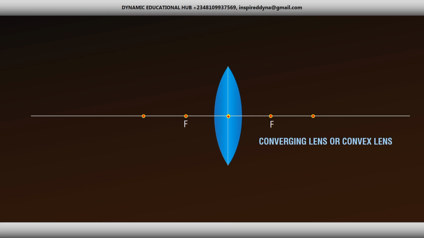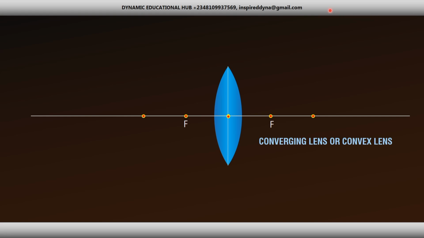Another thing that can form image of an object is a lens. Now we have different types of lenses. Here we are just going to look at converging lens and diverging lens. This lens as shown here is known as convex lens, or converging lens. Don't confuse yourself, it's different from convex mirror. Convex mirror is called diverging mirror. Convex lens is called converging lens because it is converging the rays of light.